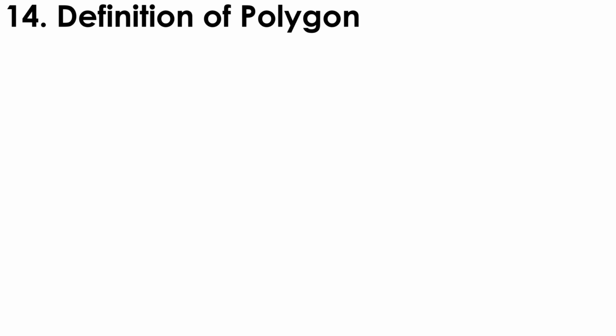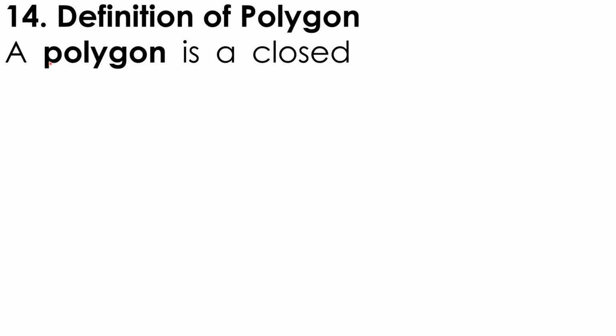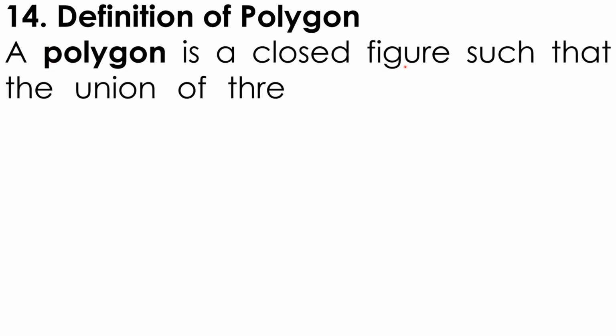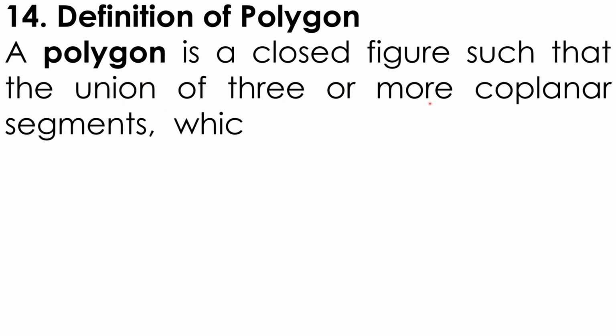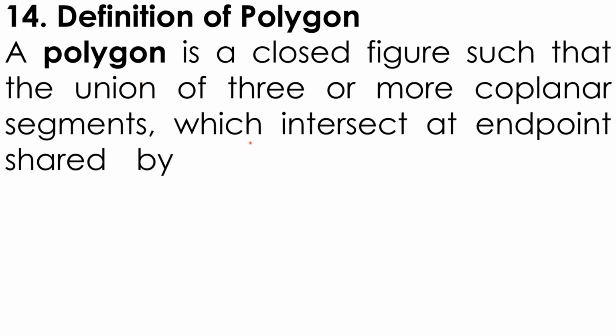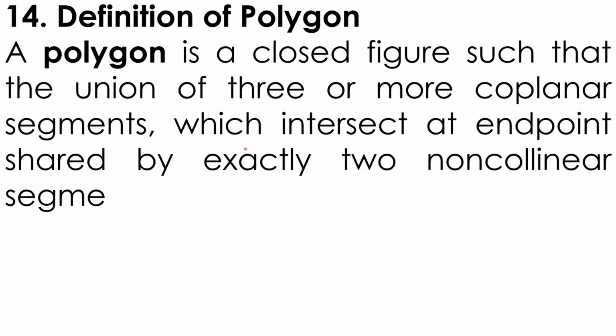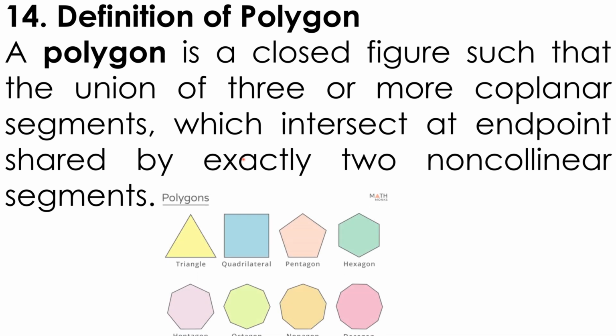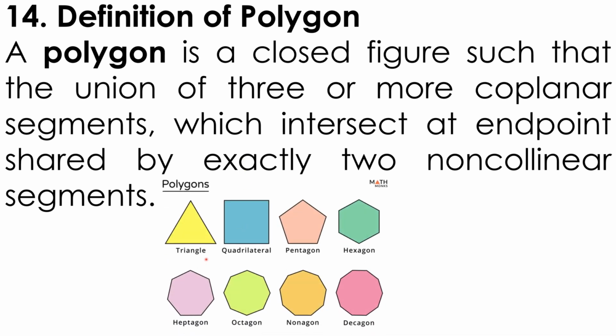Now, let's proceed to the 14th definition, which is the definition of a polygon. A polygon is a closed figure that is the union of three or more coplanar segments which intersect at endpoints shared by exactly two non-collinear segments. So I have here pictures of polygons. These are polygons: triangle, quadrilateral, pentagon, hexagon, heptagon, octagon, nonagon, decagon, and so on and so forth, as long as it is a closed figure.